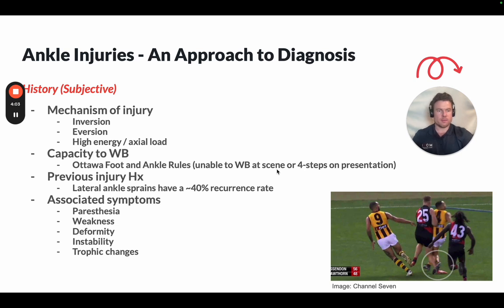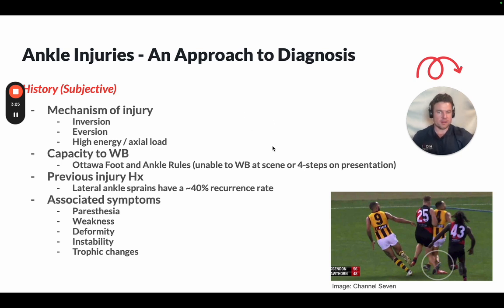Touching on the important aspects of the history component for an acute ankle injury, I can't emphasize enough how specific you can be with the mechanism of injury for ankle injuries and how useful that information is to make an assessment as to what the underlying structural diagnosis will be. You'll see the image down here. This is of Jake Stringer, who has a classic forced abduction of the ankle and forced eversion, which is pathognomonic for a high ankle sprain or a syndesmosis injury, as it's otherwise known.